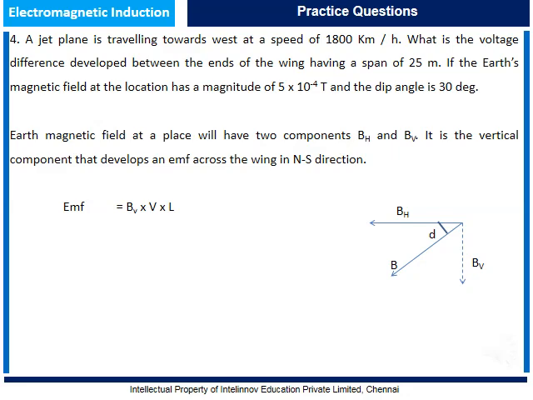So, BV can be calculated by the formula B sin D. This is from simple trigonometry. Thus, we get EMF induced equal to 3.125 volt.